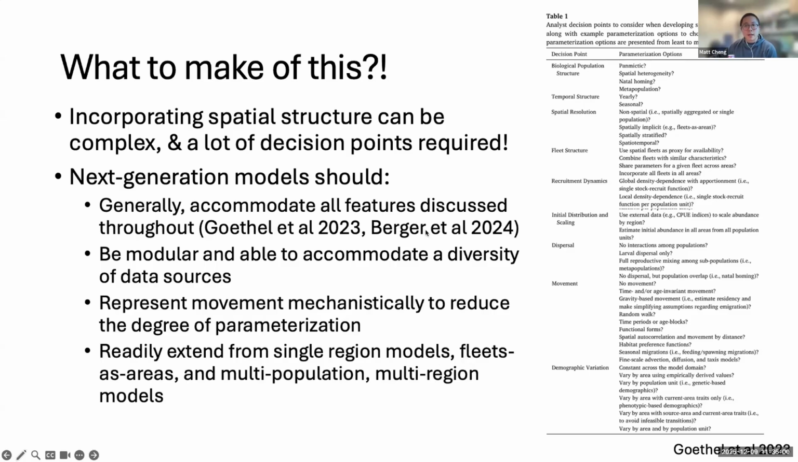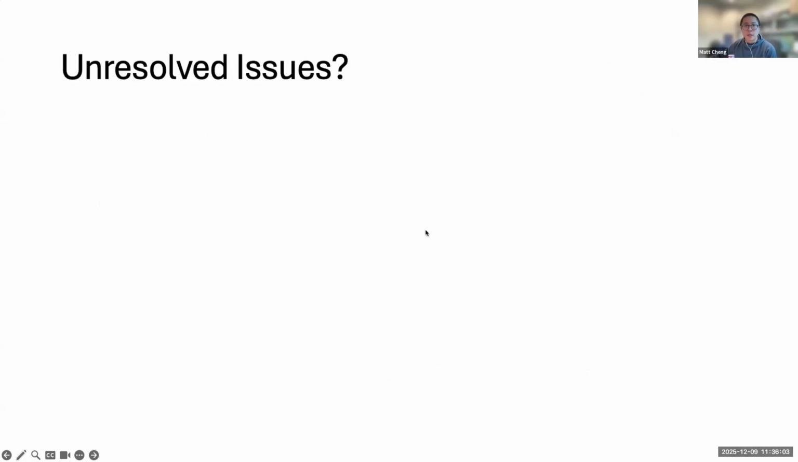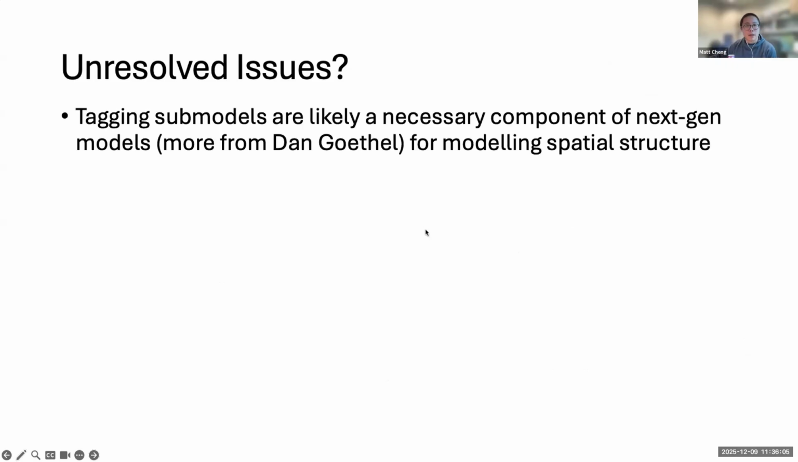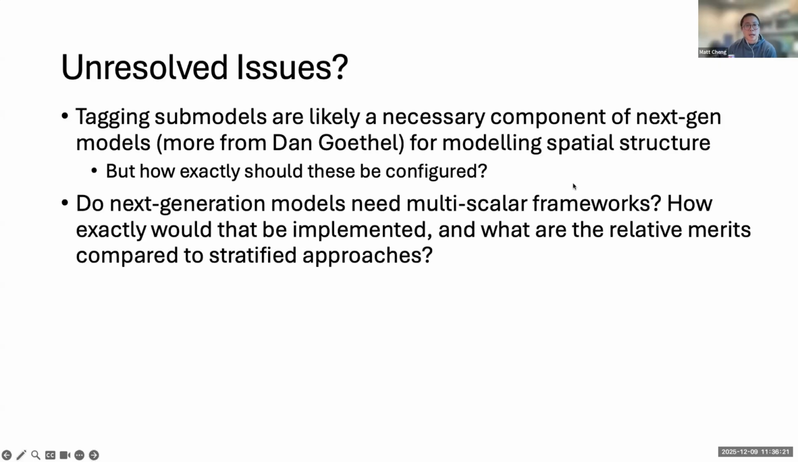There are some unresolved issues, at least what I think are unresolved, but maybe people will disagree. I think tagging models are likely a necessary component of next gen models, but it's not really clear how these should be configured, right? Whether we use fine scale tagging models or large box tagging models. And along the same lines, whether next gen models need these multi-scalar frameworks and how exactly that would be implemented, and their relative merits compared to stratified approaches.